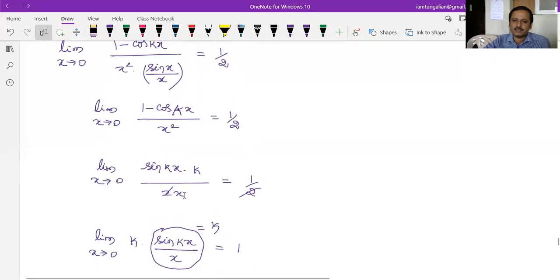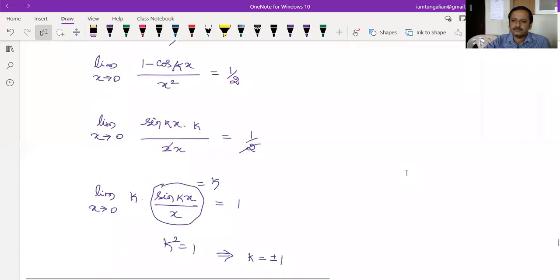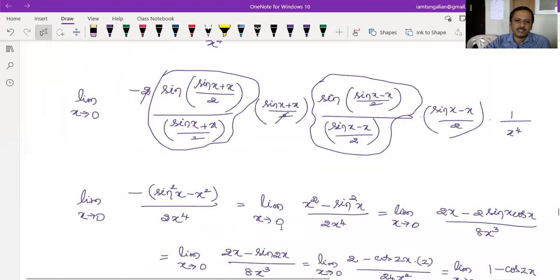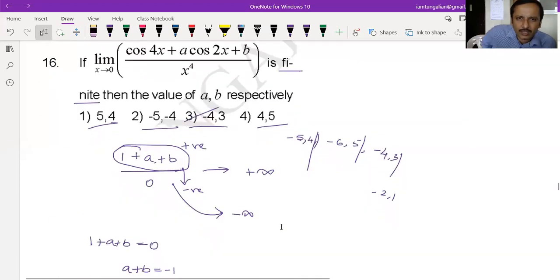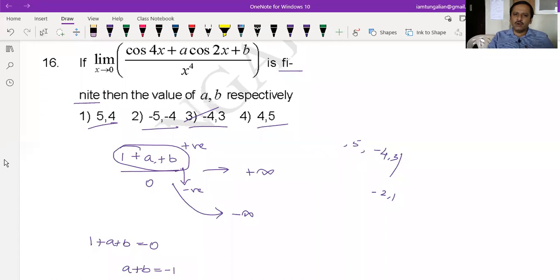First, let us look at question 16. The 16th question says that limit x tends to 0, cos 4x plus a cos 2x plus b by x power 4 is finite. Then the values of a and b are respectively. It is finite, they have given.